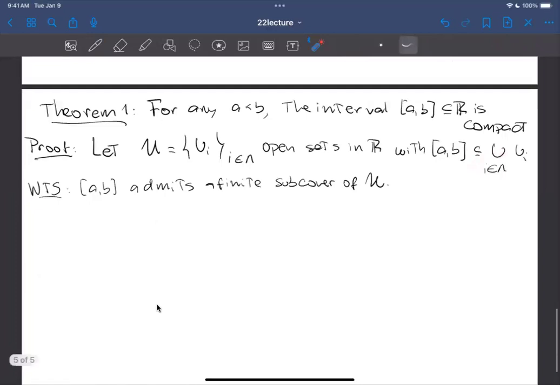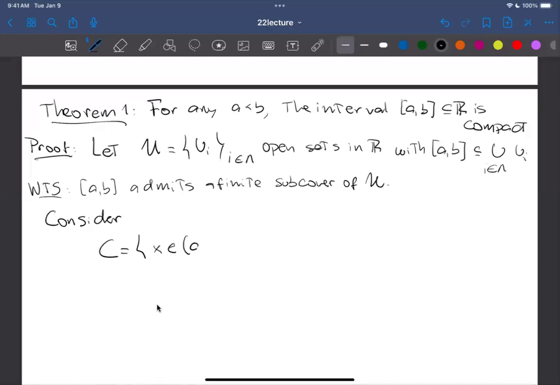So what's the idea here? It's going to be similar to the proof we did in the connected scenario. The clever idea is that we need to consider this set, let's call it C. It's going to be all points x in this semi-open interval. I need it to be open at A because otherwise, for formality, the proof will make no sense, but it's not very important. I want to take all points x such that [A, x] admits a finite subcover.